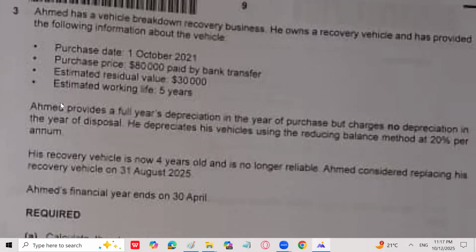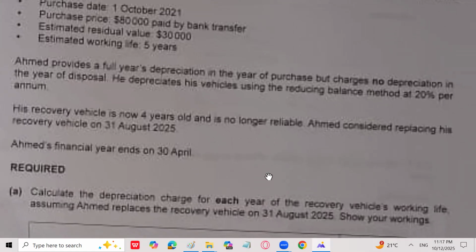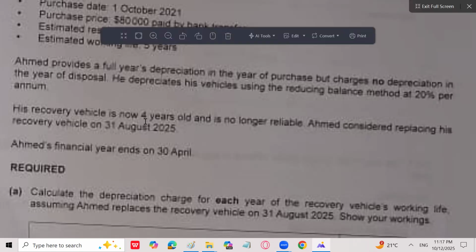So let me see. Calculate the depreciation charge for each year of the recovery vehicle working life, assuming Ahmed replaces the recovery vehicle on 31st August 2025. Show your workings. Remember that you need to charge full year depreciation in the year of purchase, but no depreciation in the year of disposal. The cost of the asset is going to be how much? 80,000. So let me charge.